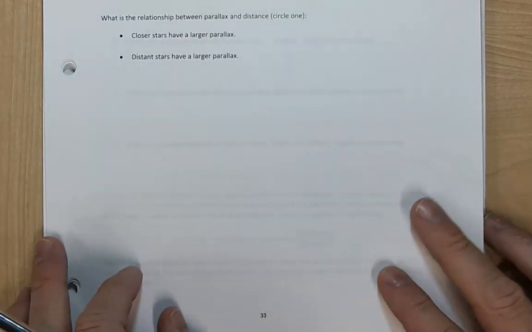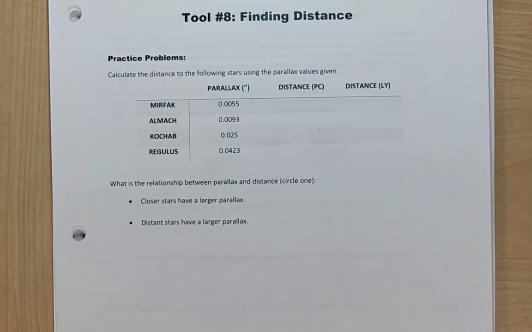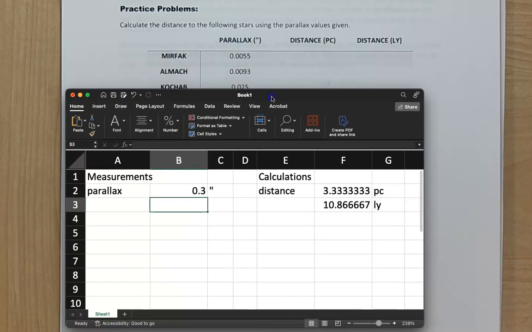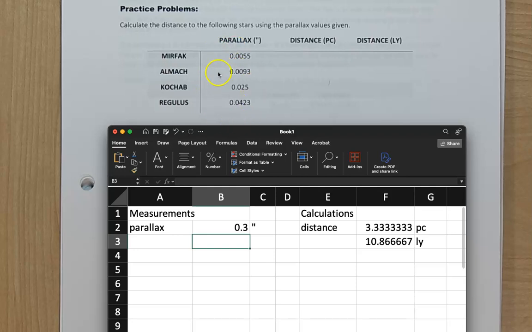So let's look at these practice problems. I'll move this up here and make a little room because, hey, if I'm going to do this over and over again, if I'm going to take the parallaxes for these stars and calculate their distances, I don't want to have to do that on my calculator over and over again when I've got my spreadsheet to do this for me. So, all right. Mirfac has a parallax of 0.0055 arc seconds. So what's its distance? There we go. 181.8 parsecs, or 592.7 light years.